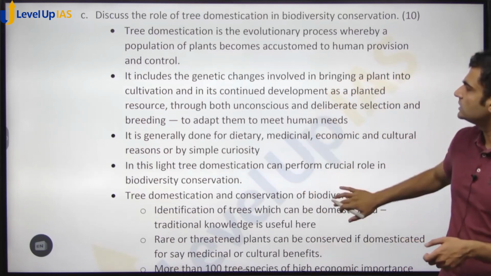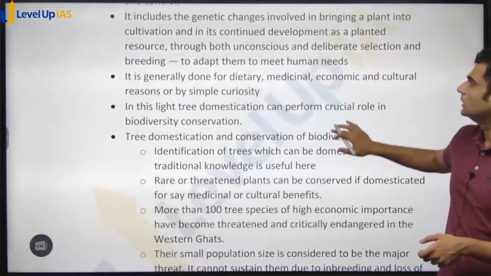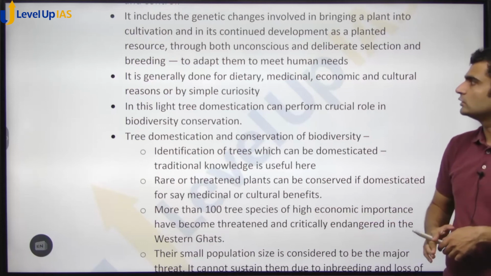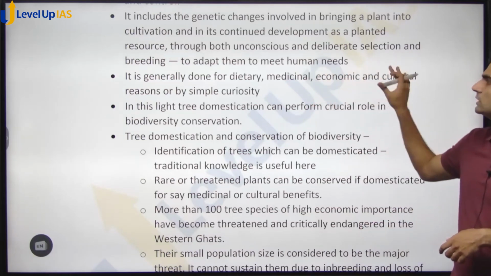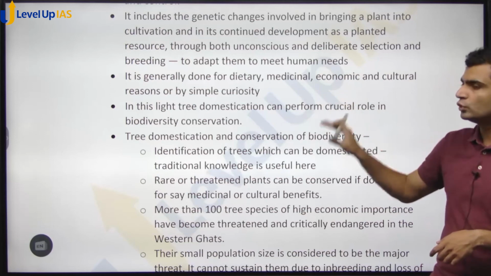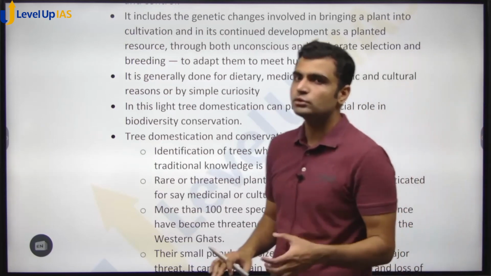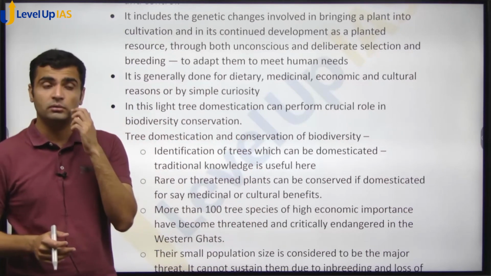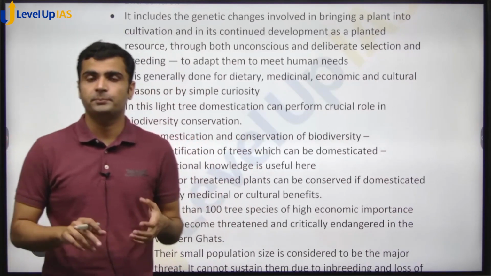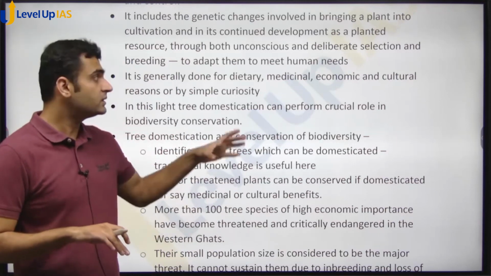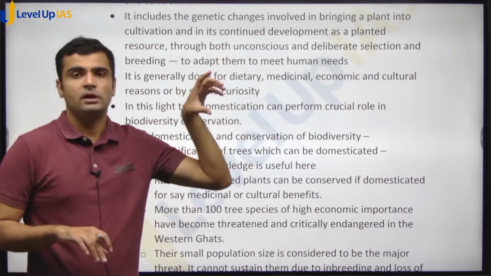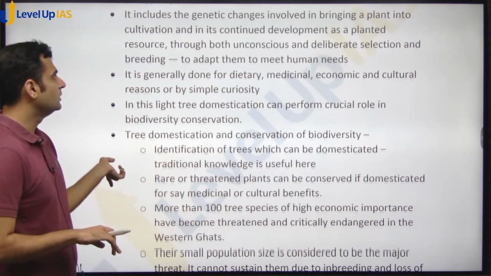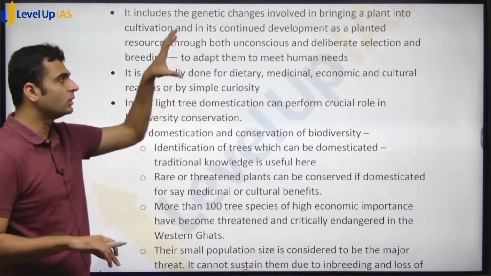It includes genetic changes involved in bringing a plant into cultivation and in its development as a plant resource. So both unconscious and deliberate selection and breeding to adapt them to meet human needs. So we want to adapt plants to meet human needs. We do it by conscious or deliberate breeding, and plants thereby change their genetic makeup as a part of the natural selection process as well. This is an explanation. This is a 10 marker. You don't have to write all this.